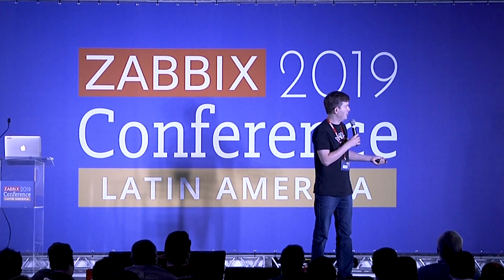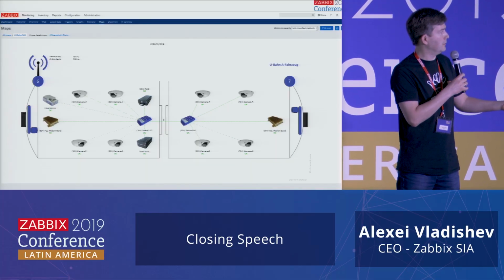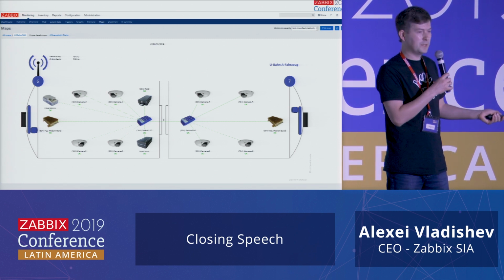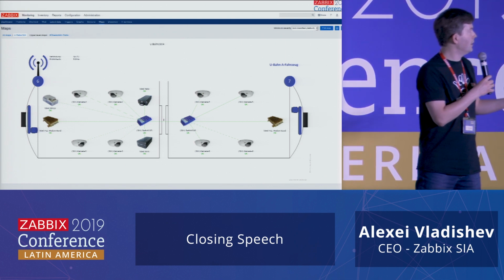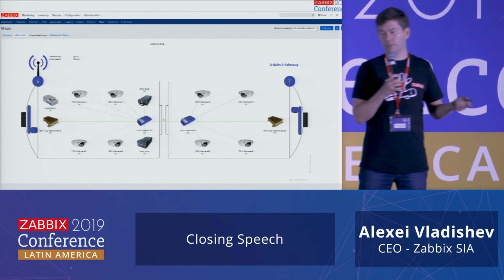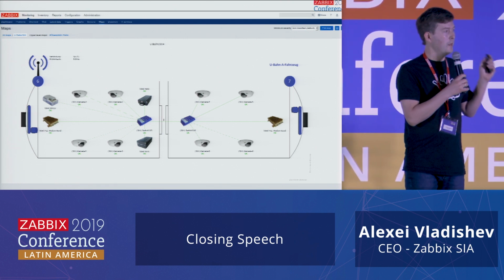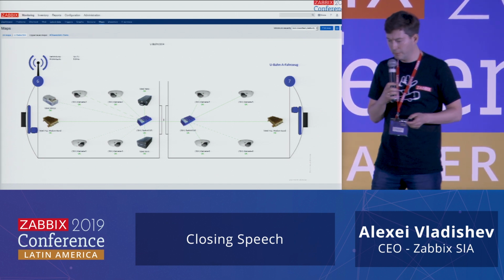As you can see, it consists of two wagons, one and another one. It has some cameras inside, it has some DVR device, it has some network equipment. It's all connected through an LTE network, and data is passed to the Zabbix server.